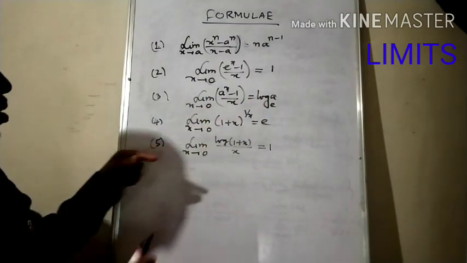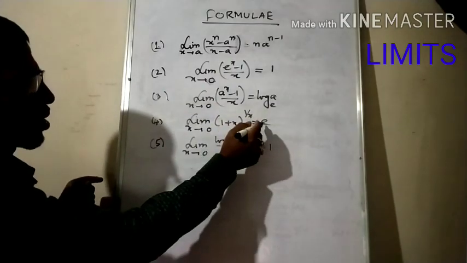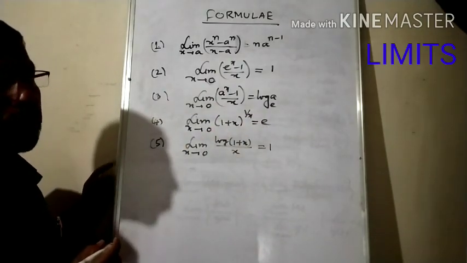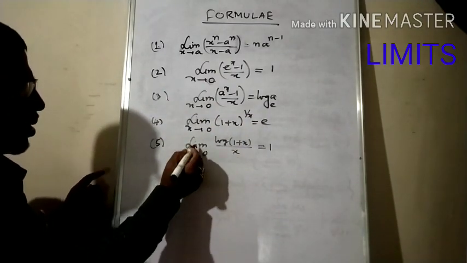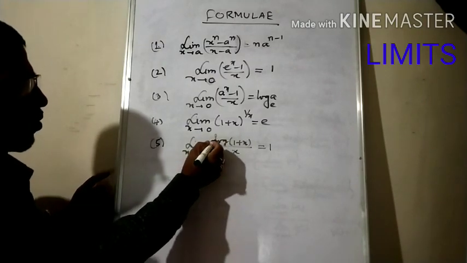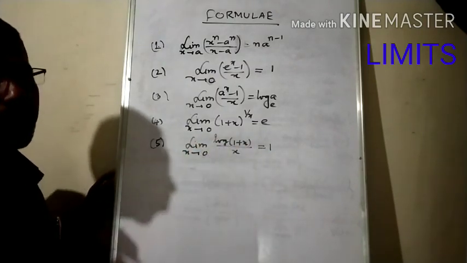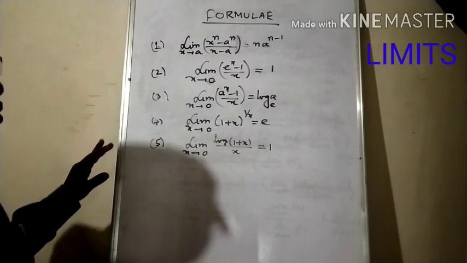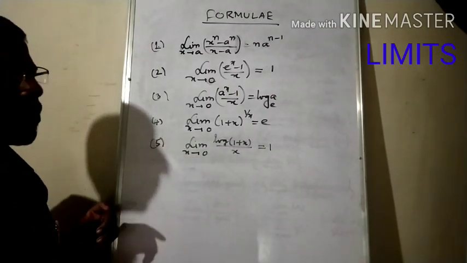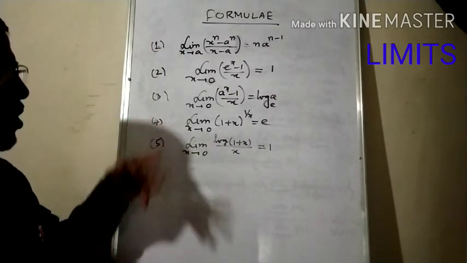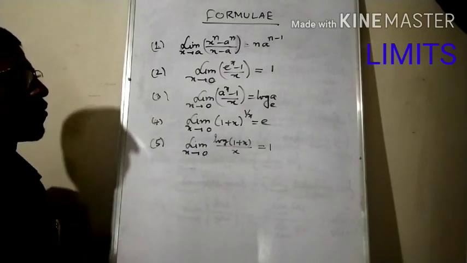Limit x tends to 0, 1 plus x to the power 1 by x should be equal to e, where e is exponential. And limit x tends to 0 log of 1 plus x by x should be equal to 1. These 5 formulas you have to know very well to solve problems on limits. Very important formulas.